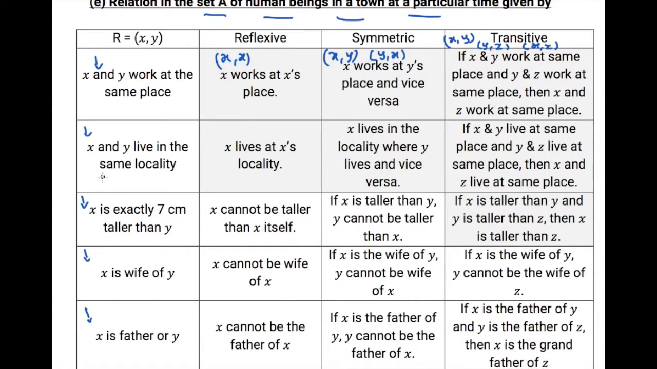Now the next relation: x and y live in the same locality. This is reflexive because x and x live in the same locality. This is symmetric as well, and also it is transitive.